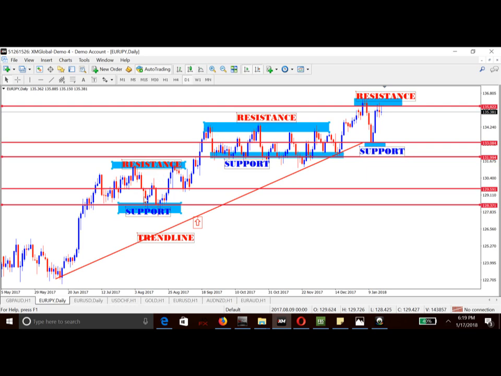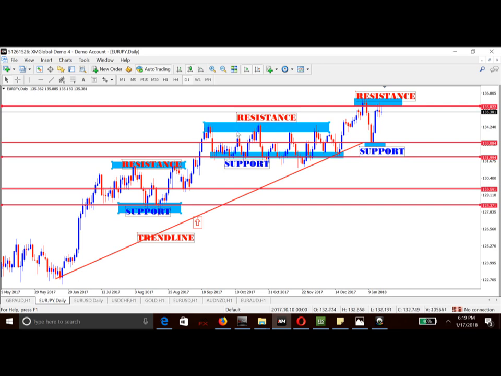On the other hand, support has to do with the lowest level that price got to before buyers entered and pushed price up. So support and resistance are simply zones. When I say they are zones, it means that it is not as if price cannot go beyond those areas. They are simply areas which buyers and sellers always look out for in the market.